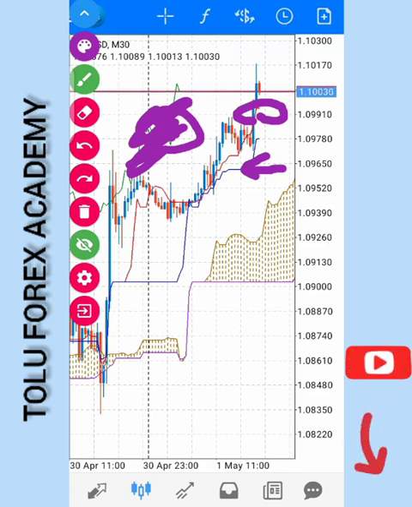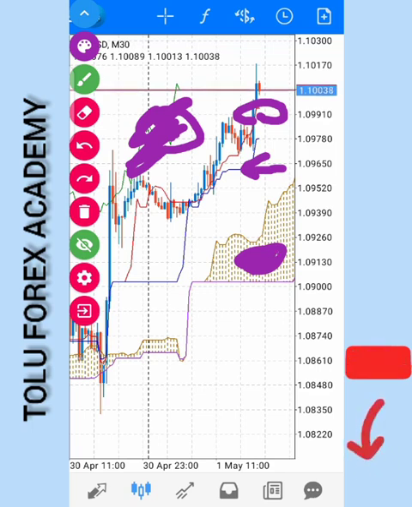Okay, now we also have the cloud. So this is the cloud. Whether it's in an uptrend or in a downward trend, we have the cloud.